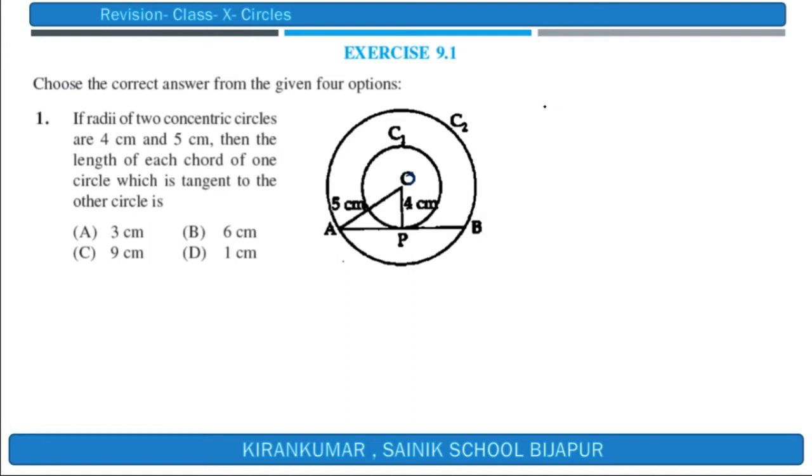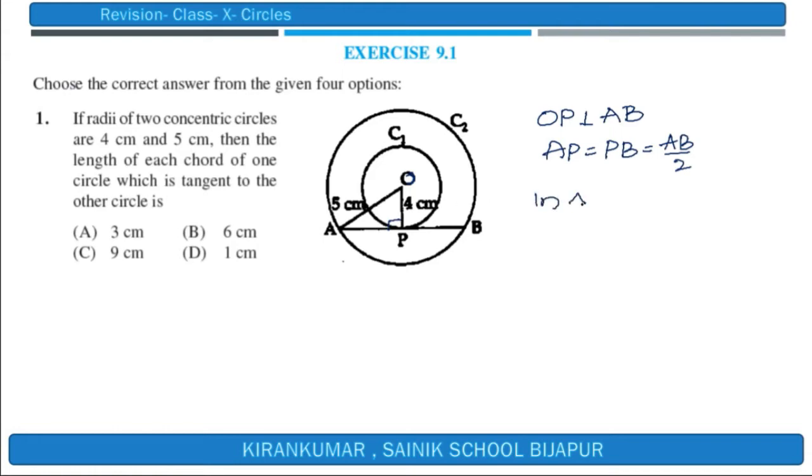Here, if you observe very carefully, the radius OP is perpendicular to the chord which is the tangent to the smaller circle. We all know that a perpendicular drawn from the center to a chord will bisect the chord. So we have the result AP equal to PB, which will be equal to AB by 2. You observe we have got a right angle triangle here.